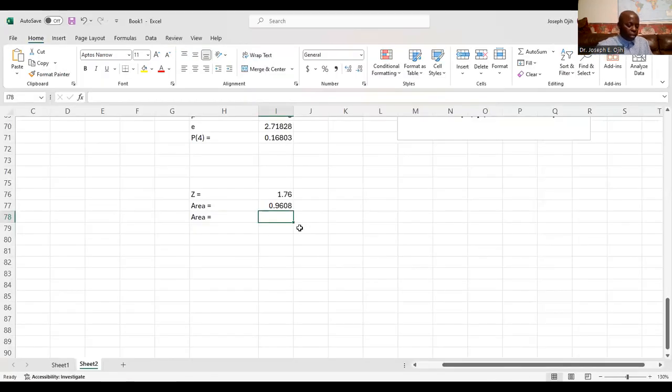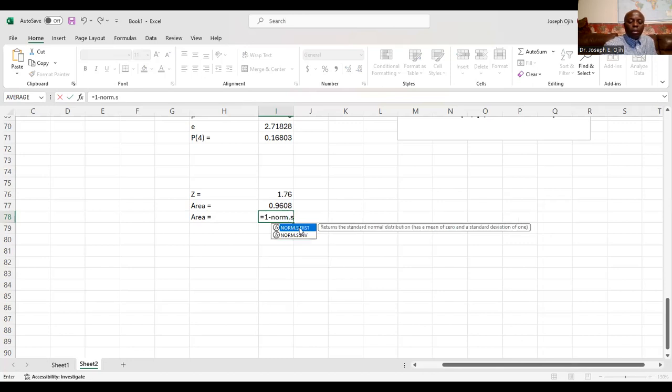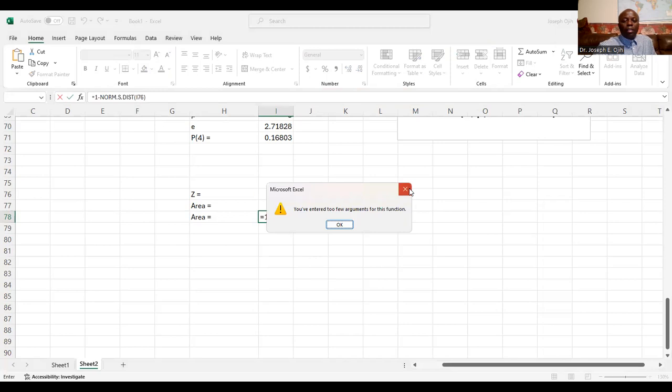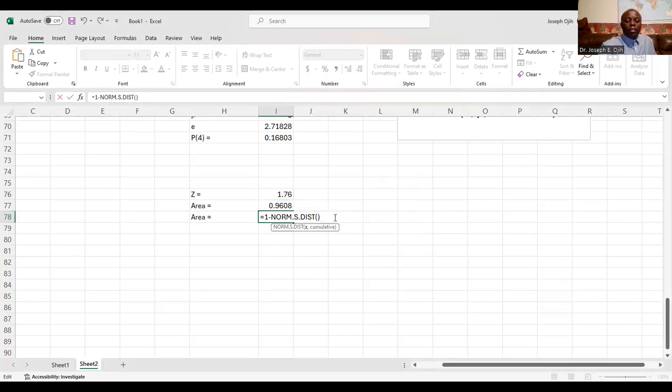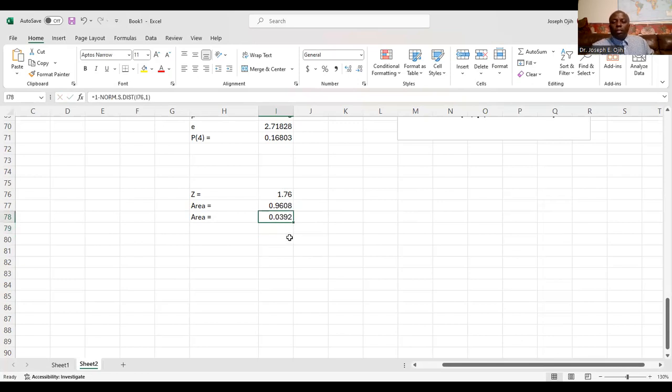So if you're on the right, you're going to use equals 1 minus NORM.S.DIST. It pops out. Click on that, close it, and press the enter key. Excuse me, sorry, I didn't put everything. Click on that. This here, comma, then put 1 again. And enter key. See, that gives me that. So that's how you find the area, and it's the same as finding the probability.